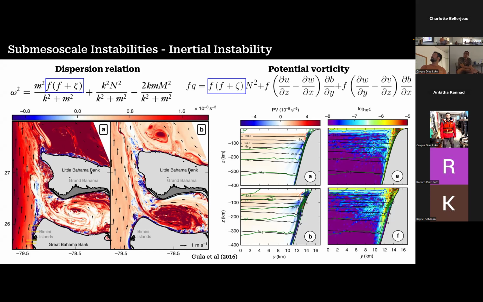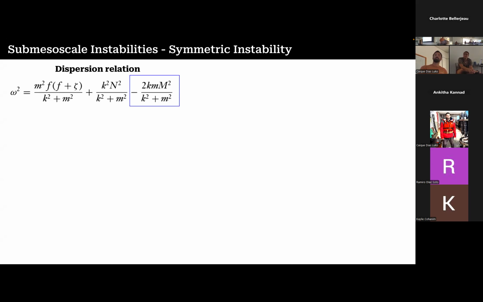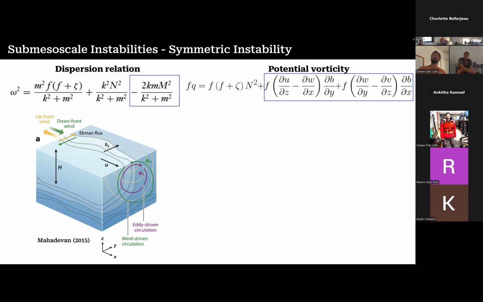Now, the second case is symmetric instability. Symmetric instability happens when the last term is responsible for turning omega squared negative, so the term related to the buoyancy gradient. And same corresponding term in the PV equation. And this usually happens when you have fronts interacting with winds.